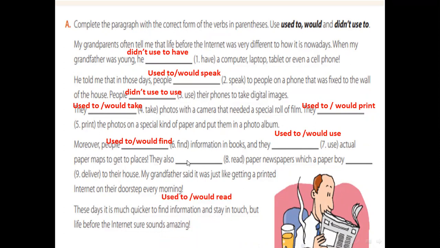They also used to read or would read paper newspapers, which a paper boy, excellent, used to deliver or would deliver to their house. My grandfather said it was just like getting a printed internet on their doorstep every morning. These days, it's much quicker to find information and stay in touch. But life before the internet sure sounds amazing.